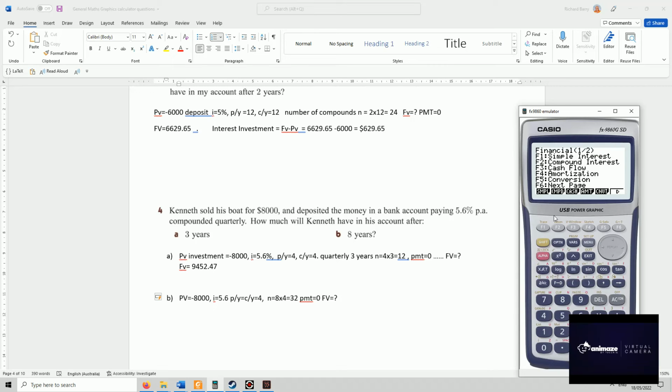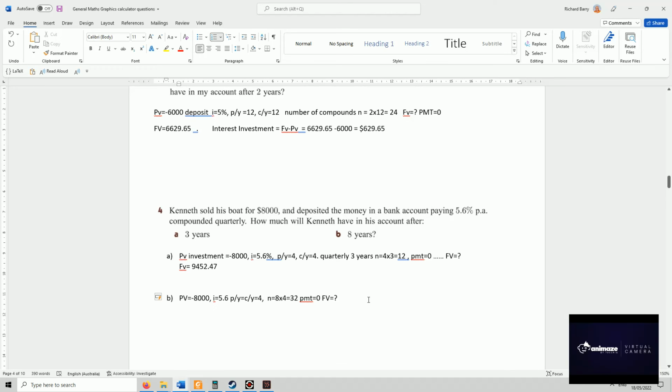Okay, F2 for compound interest. So the new change is N equals 32. I is 5.6. We have the same initial amount, no payment. Let's set this back to 0. Happens 4 times a year. I've put something into every box. Let's calculate future value. So we'll look for the button underneath, future value.